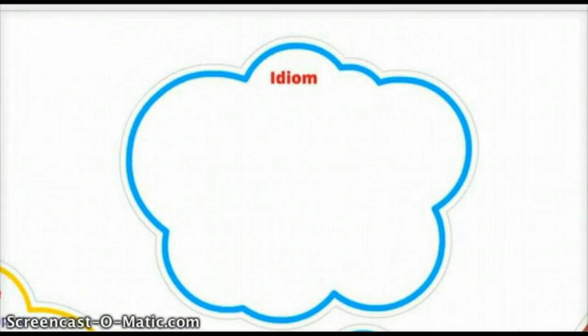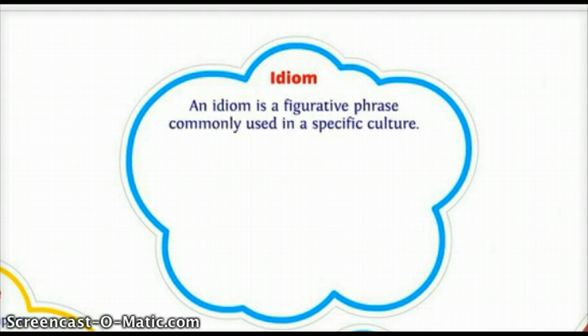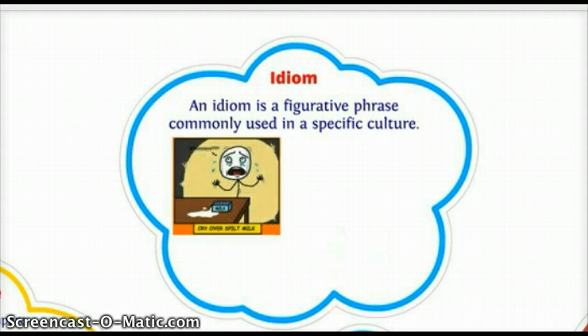Okay, moving on. Next we have idiom. Now this one is often difficult for students to remember, so I'm going to try to give you two different kinds of examples. An idiom is a figurative phrase commonly used in a specific culture. So it's going to be figurative, meaning the words cannot be taken in their literal meaning, but what's important about an idiom is that it's specific to a culture. So I want to give you an example from our culture, and then I'll give you an example from other cultures so you can see how it's different from a regular figurative phrase.